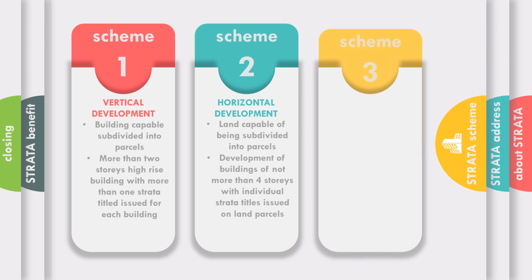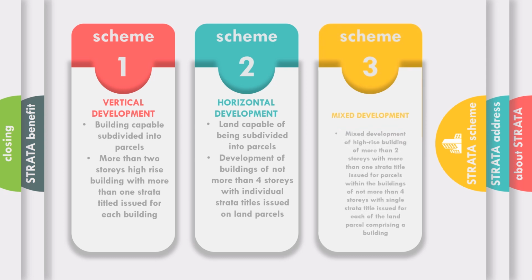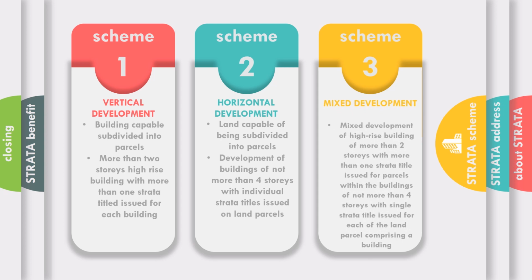Secondly, horizontal development, which is defined as land that is capable of being subdivided into parcels. Notice that the difference between vertical and horizontal development is subdivided building and subdivided land into parcels respectively. Other than that, horizontal development also means development of buildings of not more than 4 stories with individual strata titles issued on land parcels. Each landed strata title consists of a strata title which covers the building.